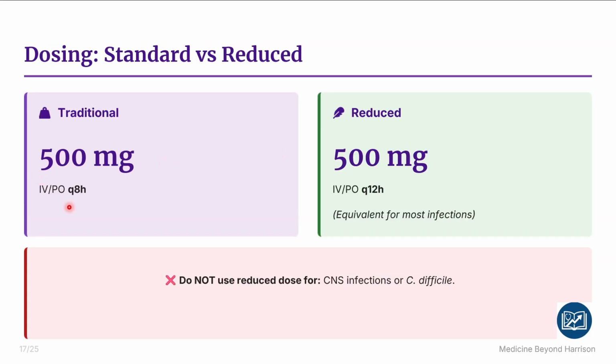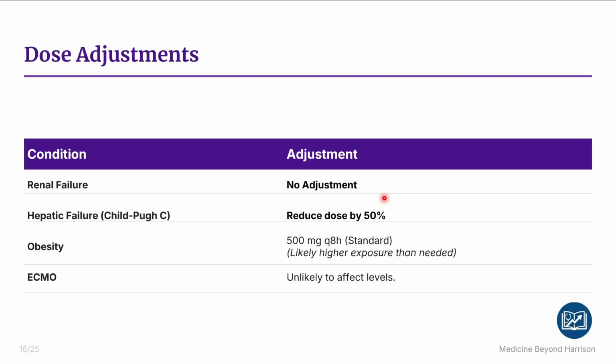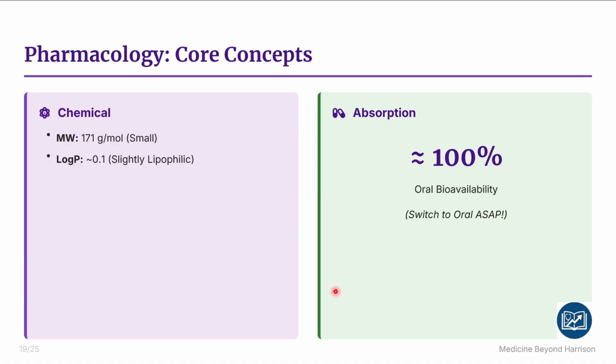Traditional dosing is 500 milligrams Q8 hourly, that is three times a day dosing. The equivalent for most infections is 500 milligrams 12 hourly. Do not reduce the dose for CNS infection or Clostridium. Only for other infections you can use reduced dosing. In renal failure, no adjustment. In hepatic failure, mainly in Child-Pugh class C, you can reduce the dose by 50%. In case of obesity, there is no need to increase the dose beyond the Q8 hourly dose. In case of ECMO also, it is unlikely to affect the drug dosage.